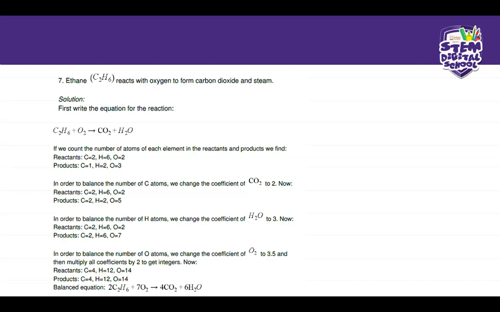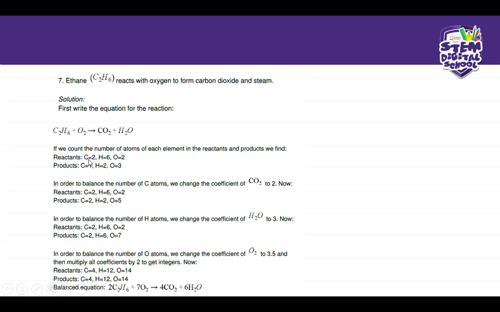So if we count the number of atoms of each element in the reactants and product side, we found that we've got 2 carbons, 6 hydrogens, and two oxygens on the reactants side, right? And on the product side, we've got one carbon, two hydrogens, and three oxygens. So how are we going to deal with this on the carbon dioxide on this one?